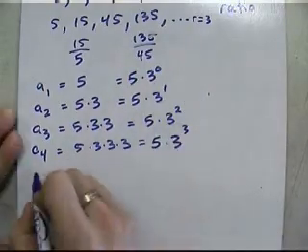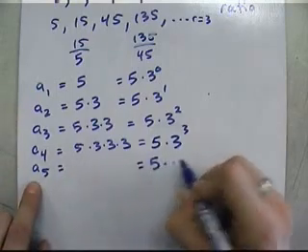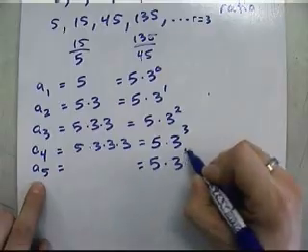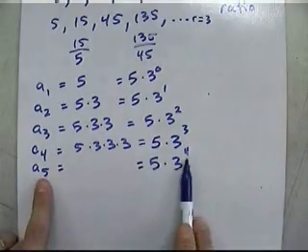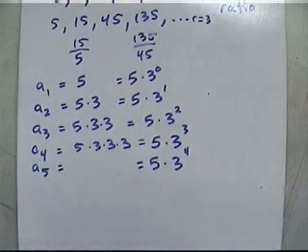A bit overkill, but if you do the fifth term, a sub 5, it's going to equal 5 multiplied by 3 to the fourth power. So notice the pattern there: our exponent is 1 less than whatever term we want.